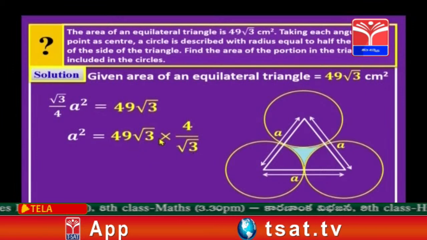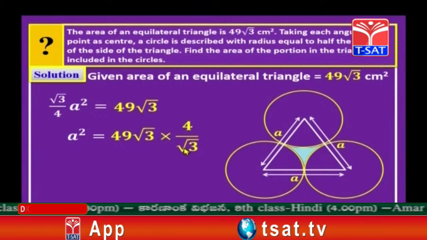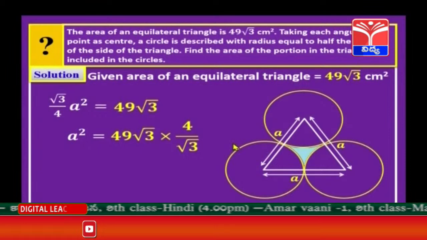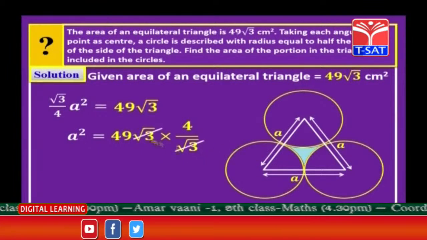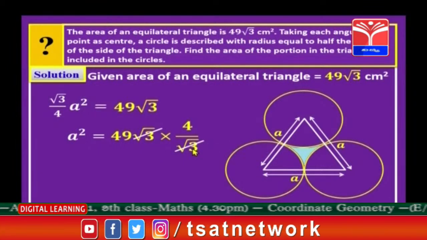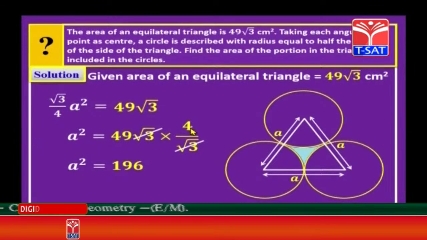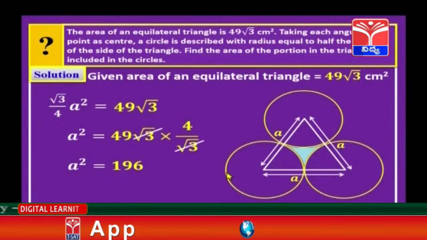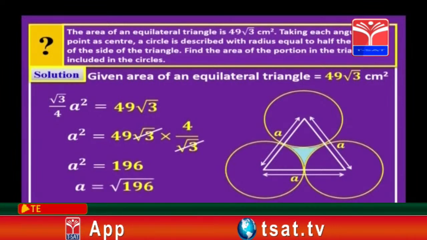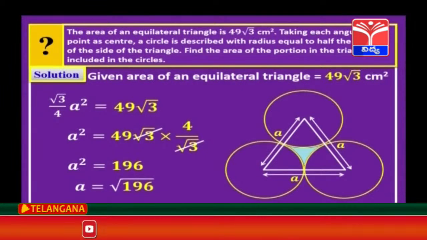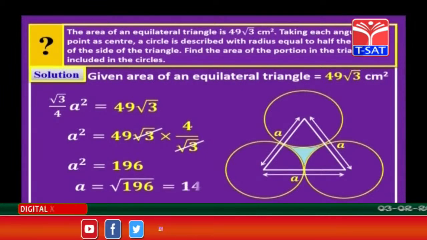So it is 49 root 3 into 4 by root 3. Can we cancel anything here, children? Yes. If you notice, both the root 3's will get cancelled. We are left with A square equal to 49 into 4, which is 196. Now what is the value of A, children? Yes, A is equal to the square root of 196, and the square root of 196 is 14.